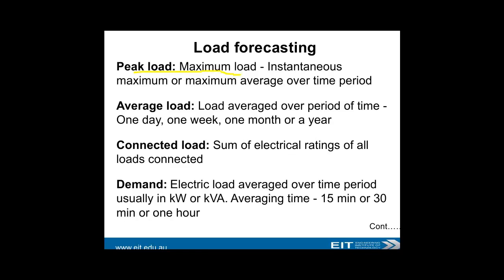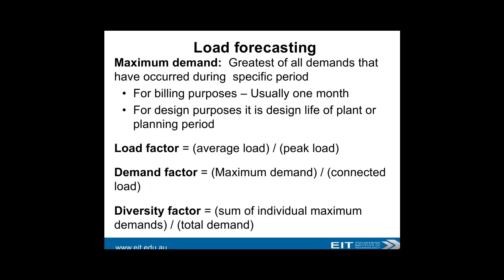Peak load is the maximum load. Average load is averaged over time. Connected load is the sum of all electrical ratings, all loads connected. But that doesn't necessarily mean that you'll be running all those loads simultaneously, hopefully not. And demand is load averaged over a time period in kVA normally, kilovolt amps, typically 30 minutes, so you average it out over 30 minutes. Very important for maximum demand calculation. Maximum demand is the gross of all demands that occur during a specific period, and that's what your utility will charge you, or your transmission authority.